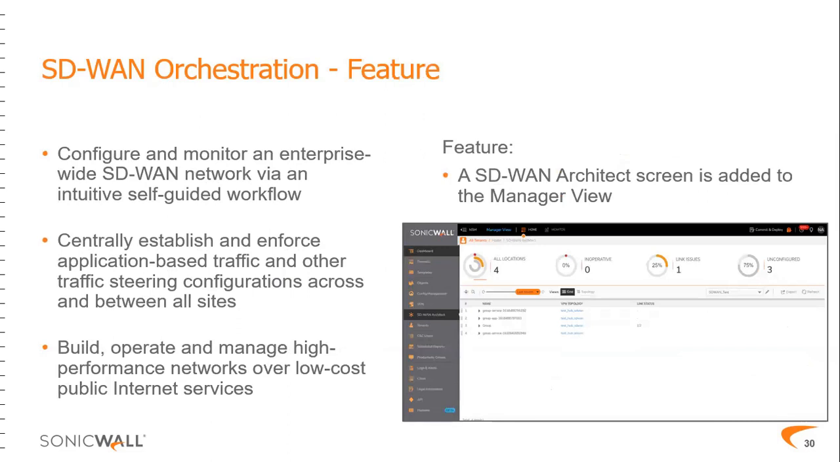So these are the features of the SD-WAN. You can configure and monitor your enterprise SD-WAN network because they have a self-guided workflow for you. This is a very useful and easier way to do it. You can centralize, establish and enforce application-based traffic steering configuration across and between all your sites. So you can build and operate many high performance networks over low cost public internet services. So these are the features of the SD-WAN.